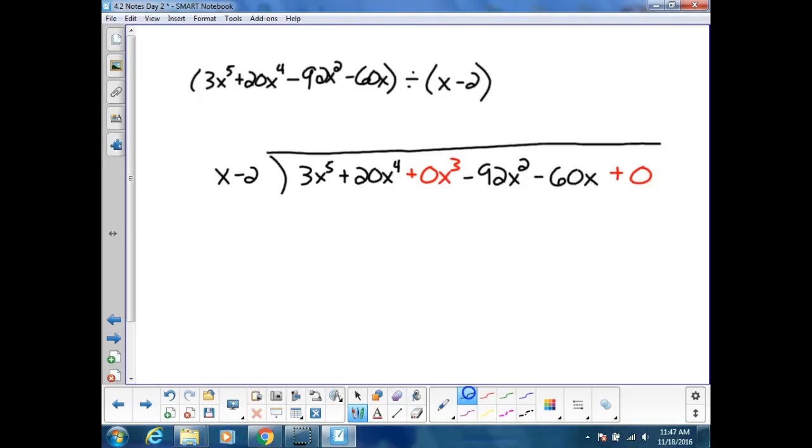Okay? With me? So you can never skip a term in the function. Well, you can skip it, but if you're dividing, you got to put in the 0. You got to have them. So we started here with 5. Then I got to have 4, 3, 2, 1, and nothing. Yep. Okay.